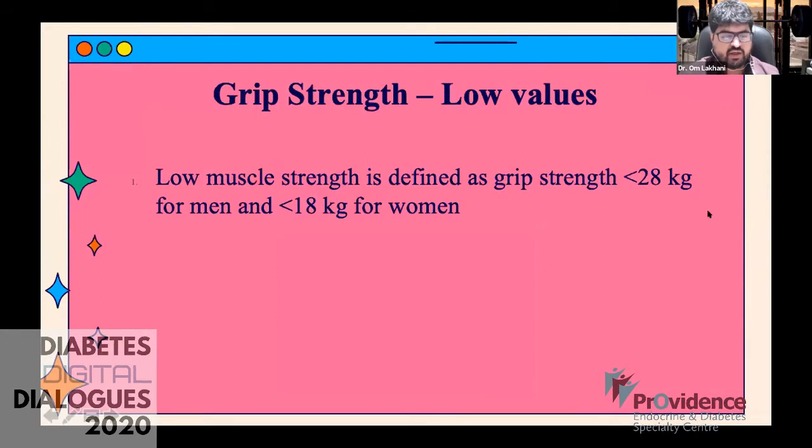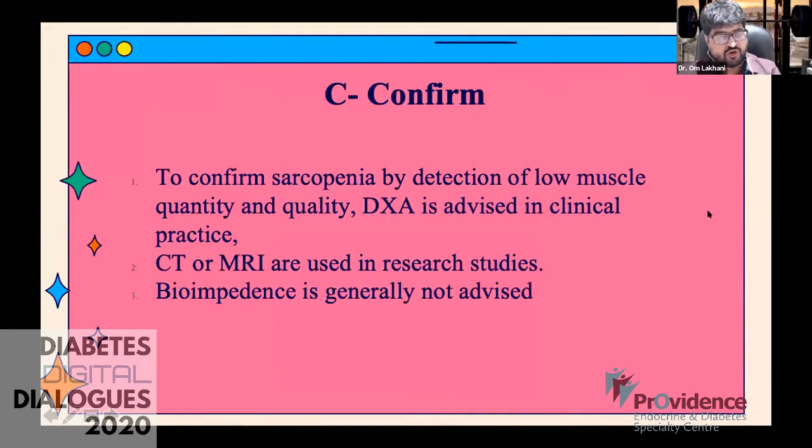Okay, how do you confirm sarcopenia? If you've gone and done so much, I think you've done great. If you've screened for them and done the chair strength test, I think that is more than enough. But if you want to go a little deeper and look at the patient in more detail, you can confirm by checking for detection of low muscle quantity and quality. For this, the gold standard is a DEXA scan.